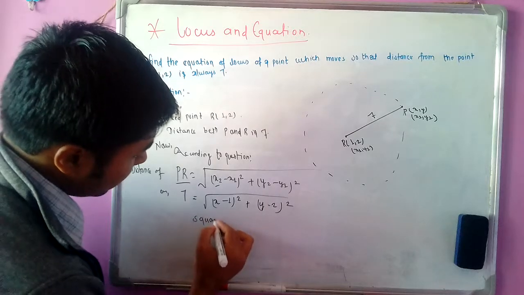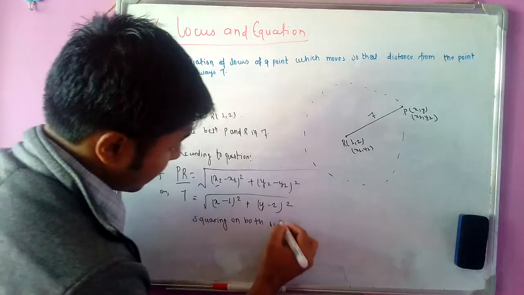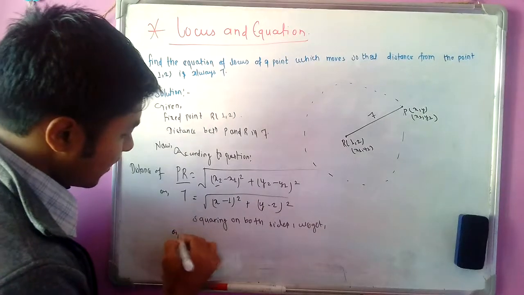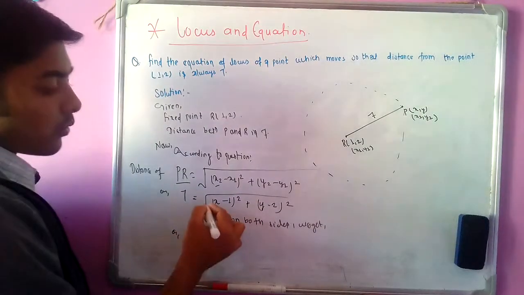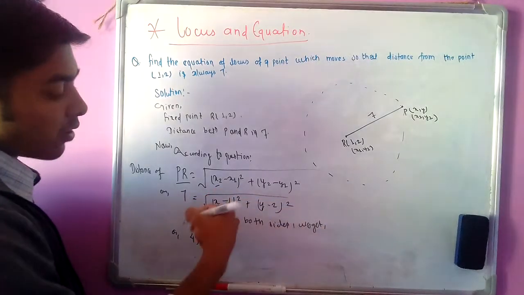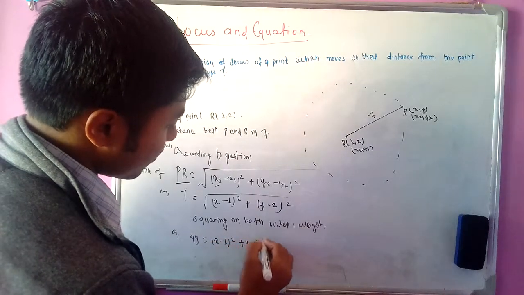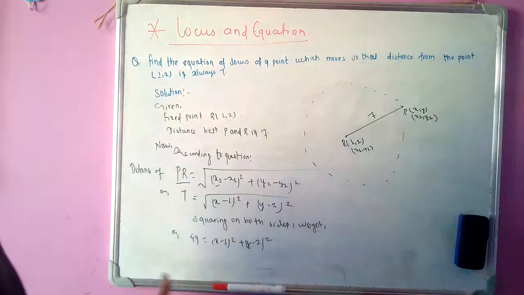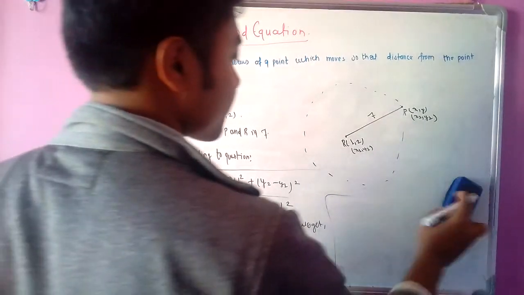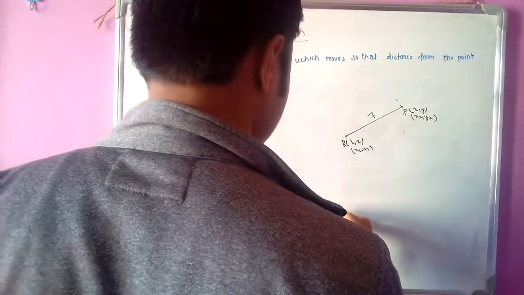Squaring on both sides, we get 7 square equals 49, and the square cancels the root. That's why we have (x minus 1) whole square plus (y minus 2) whole square. When we solve this, we will get the required equation of the locus, that is the equation of the path.